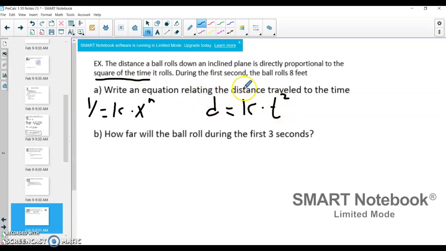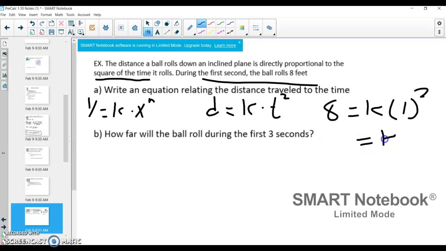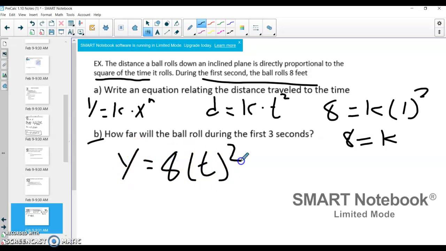Okay, now to fill in some of these other things, distance we would be able to solve for. K we need to know, so let's see what I can do. If I put 1 second in for my time, I know that I should get out 8 feet, because it says right here during the first second the ball rolls 8 feet, so 1 squared is 1, 1 times k is k, and 8 would stay 8. And so that means 8 is my k. And I can set up my equation to use for part B, being that y equals 8 times t squared.